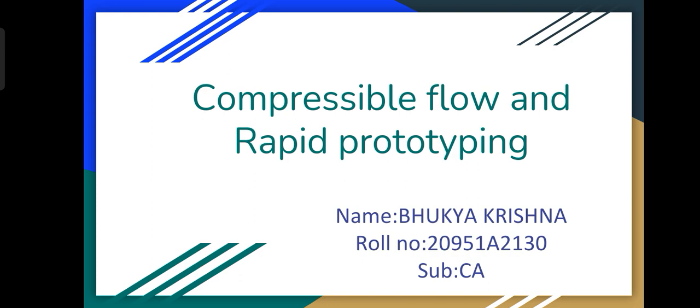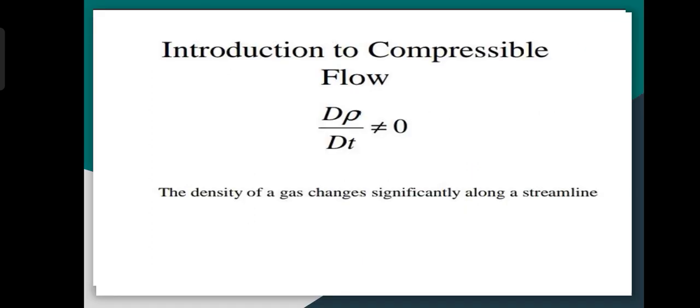So today I am going to discuss compressible flow and rapid prototyping. Coming to compressible flow, dρ/dt is not equal to 0, which means the density of a gas changes significantly along a streamline.